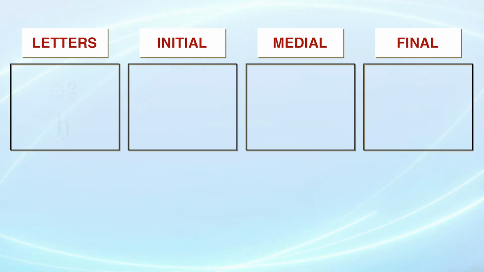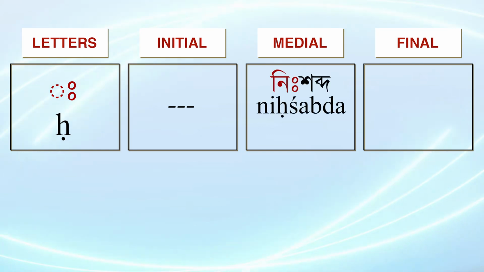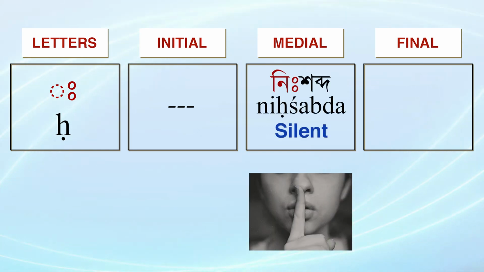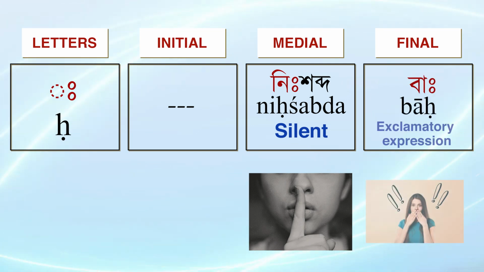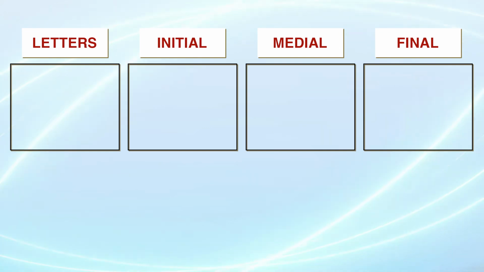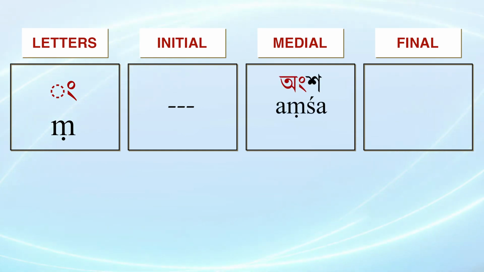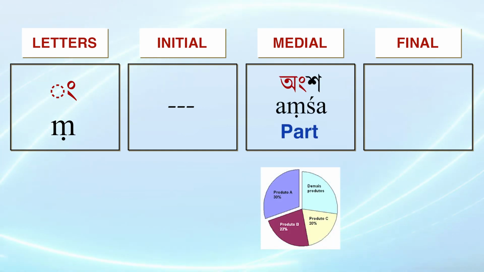The next letter is Bisarga. In initial position, it can't occur in its original form. Medially, nishabdo means silent. In final position, it can occur in ba, which is an exclamatory expression. The next letter is Anushar. In initial position, it cannot occur in its original form. In medial position, it can occur in Angsho, which means part. Word finally, Dhong, means idiocy.